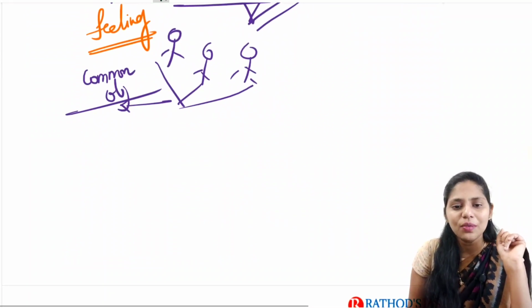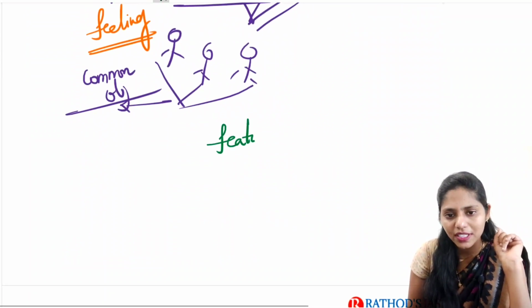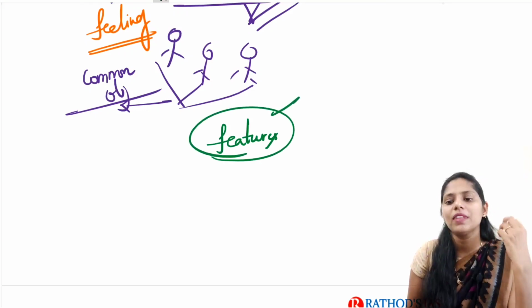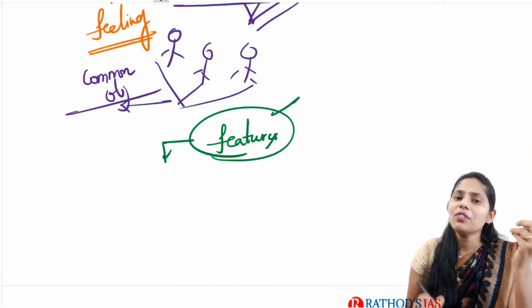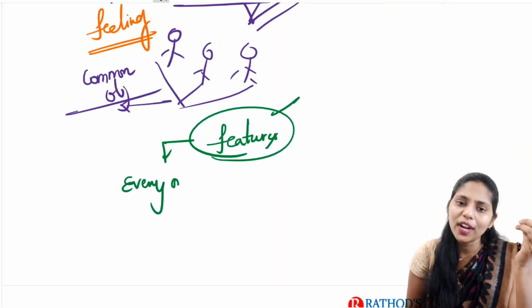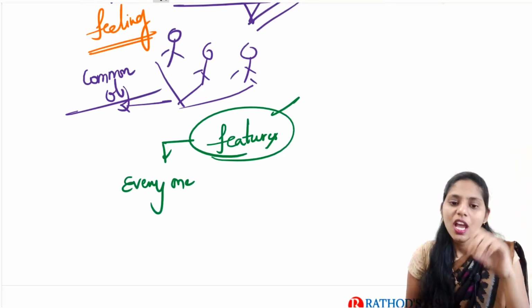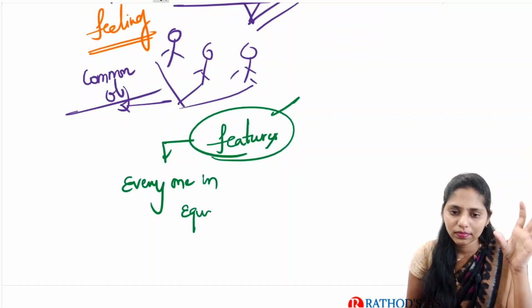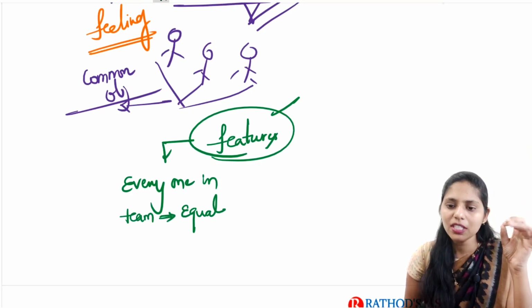So here the team has some important features. What are the features of this team? Everyone in the team is equal. No one is more or no one is less. Everyone in the team is equal.